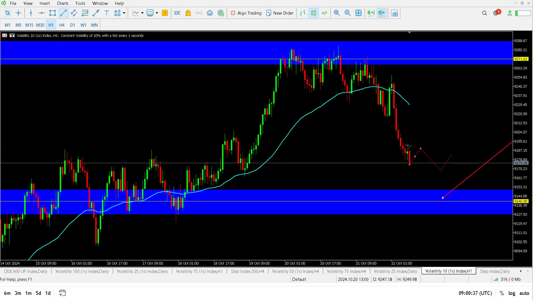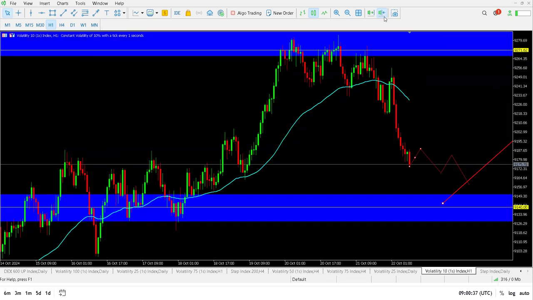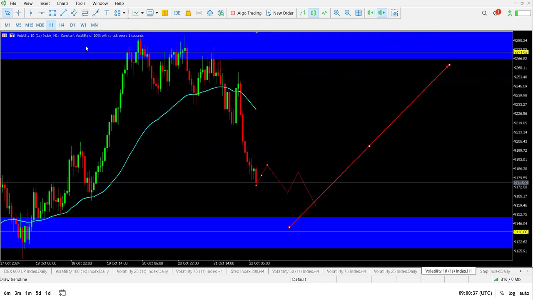So this is the very reason why I love to analyze on TradingView. It's a bit easier to do every one of these using TradingView as opposed to using the MetaTrader 5.